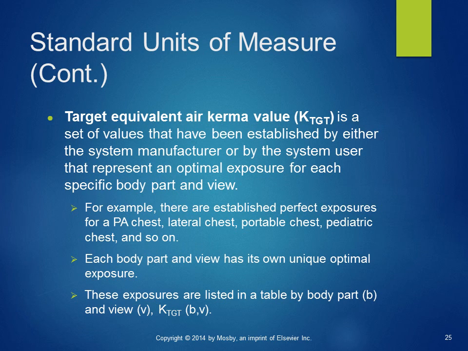Target equivalent air kerma value, or KTGT, is a set of values that have been established by either the system manufacturer or by the system user that represent an optimal exposure for each specific body part and view. For example, there are established perfect exposures for a PA chest, lateral chest, portable chest, pediatric chest, and so on. Each body part and view has its own unique optimal exposure. These exposures are listed in a table by body part and by view.